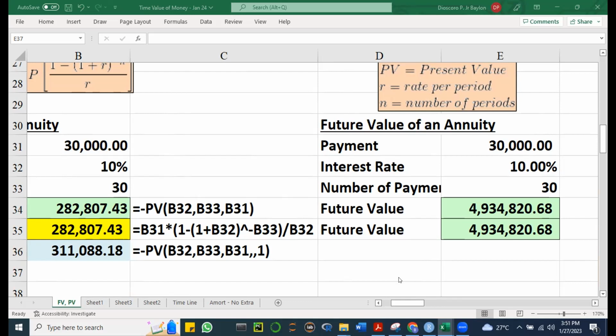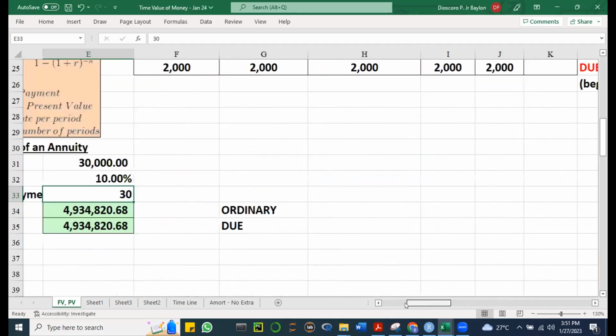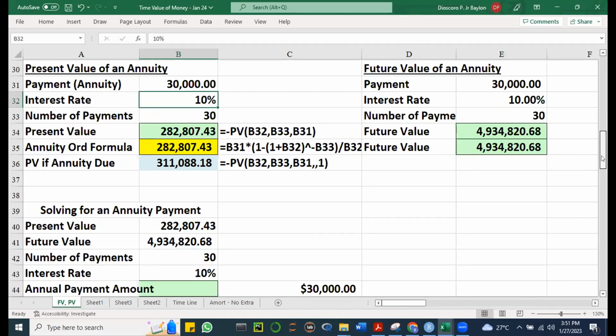So as I said, we are indifferent to choosing between 280,807 now, or 30,000 annually for 30 years at 10%, or 4.934 million after 30 years. These are equivalent values, and if we're asked which of them is better, you say that all of them are the same. Of course, assuming that the rate of return is 10%. Okay. All right.